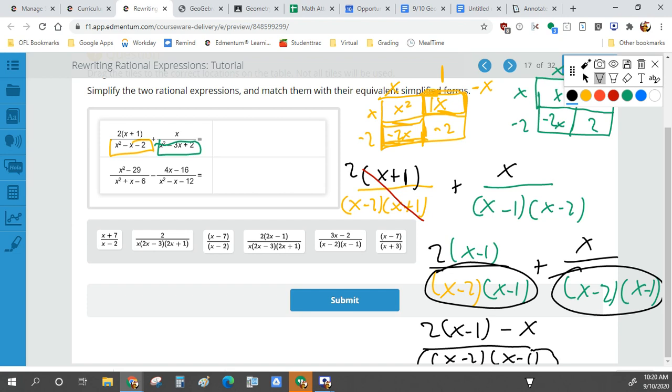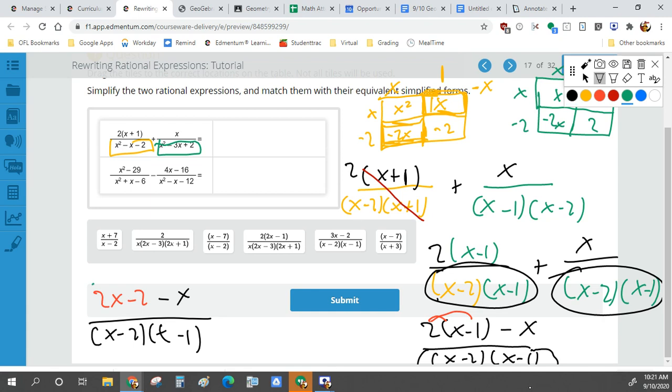So now I can distribute, so I'm going to distribute this. And by distributing this, I get 2x minus 2. I'm going to bring down my minus x. And remember, these are the same, so I'm not going to change that. This is x minus 1. I can simplify this by combining like terms.